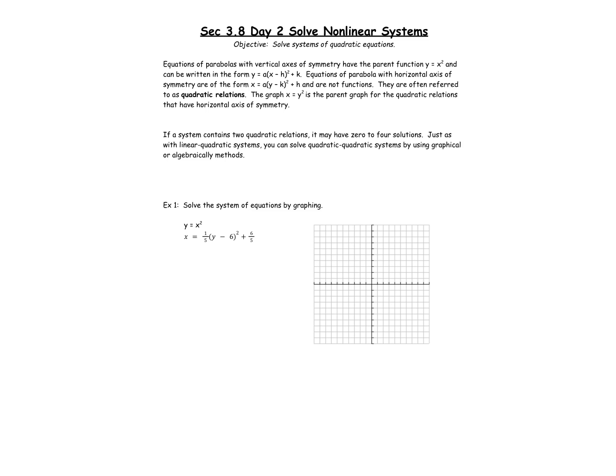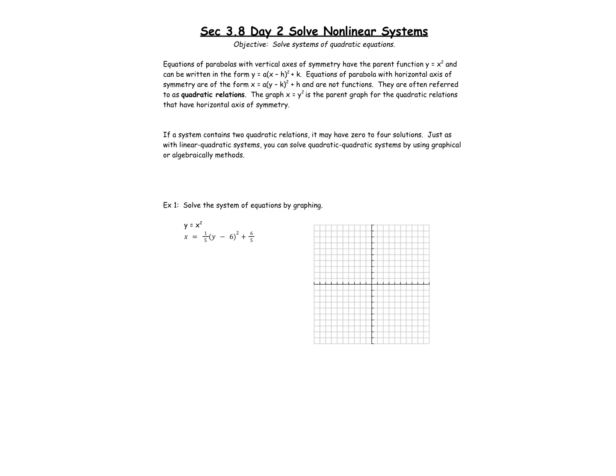The equations of a parabola with a horizontal axis of symmetry are of the form x equals a(y minus k) squared plus h. Notice the k is inside the parentheses now, and the h is outside, and the x is out front, and the y is inside. These are not functions, right? Because these do not pass the vertical line test. These are a parabola that's on its side, and they are often referred to as quadratic relations. And the graph x equals y squared is the parent graph for the quadratic relations that have a horizontal axis of symmetry.